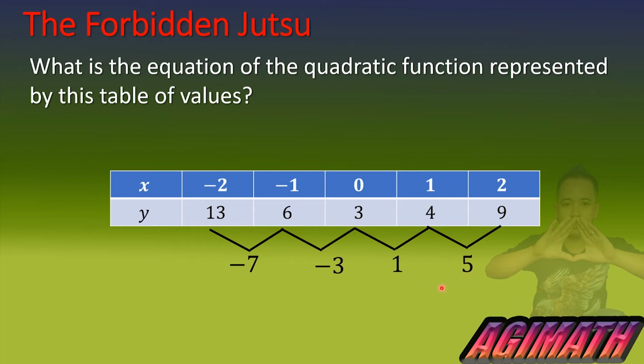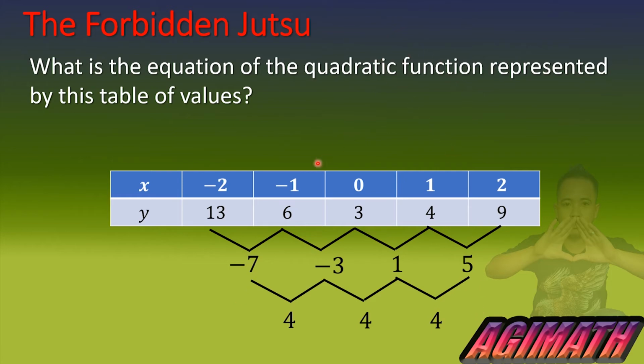Again, from right to left, find the difference. 5 minus 1 is equal to 4. 1 minus negative 3 is 1 plus 3, so that is equal to 4. Negative 3 minus negative 7 is negative 3 plus 7, so that is positive 4. As you can see, the second differences are all equal to 4. What is nice with this technique is we can also verify if the given table of values is really representing a quadratic function, because once the second differences have the same value, then we are sure it is representing a quadratic function.